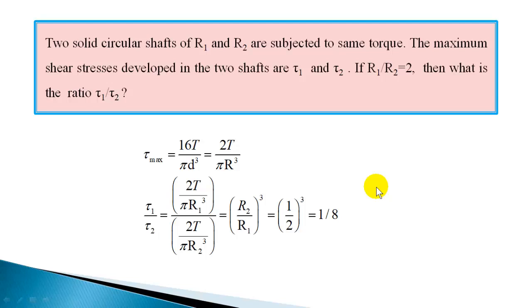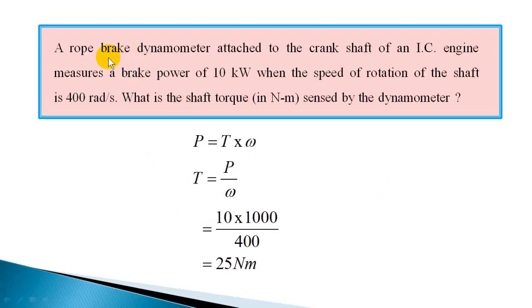Now let us work out another question. A rope brake dynamometer attached to the crankshaft of an IC engine measures a brake power of 10 kilowatt when the speed of rotation of the shaft is 400 radians per second.